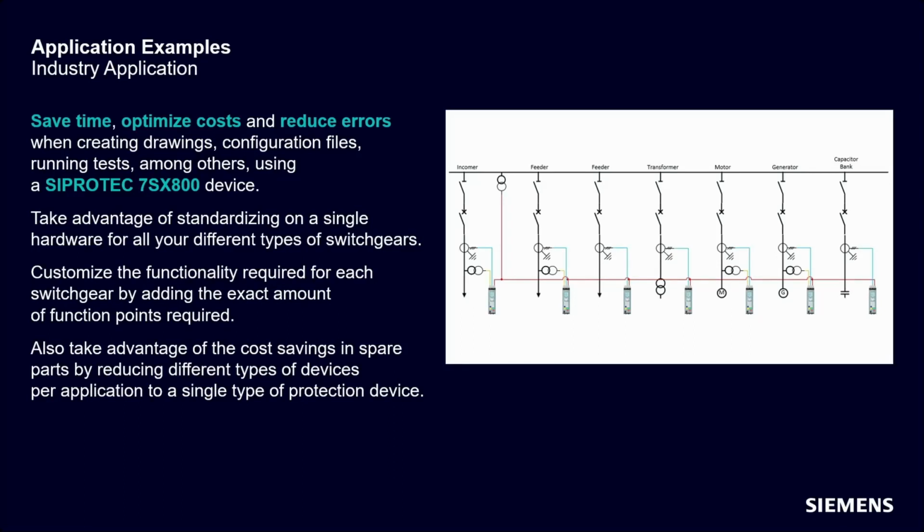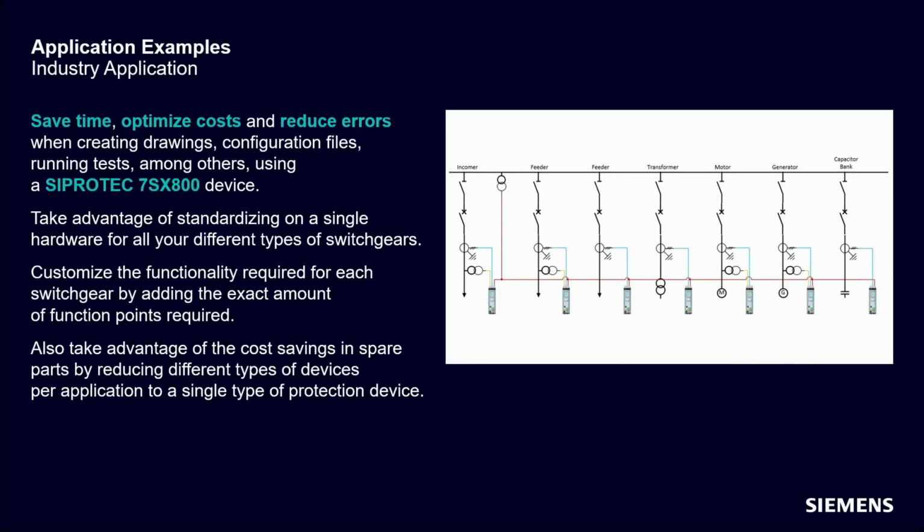In terms of functions, each type of application can have a specific number of function points. With only one type of hardware in stock, you will be able to replace any device in use that eventually needs to be replaced. Or, in the case of an expansion of the electrical system, you can maintain the same type of device already in use, adapting the number of function points if necessary.